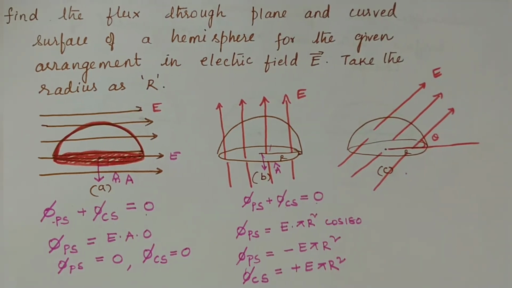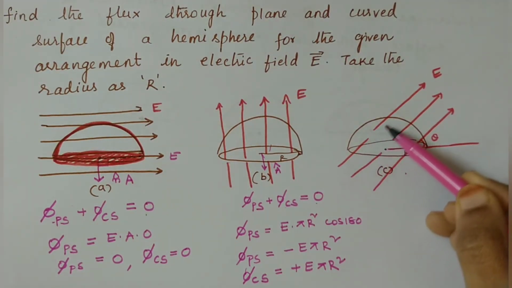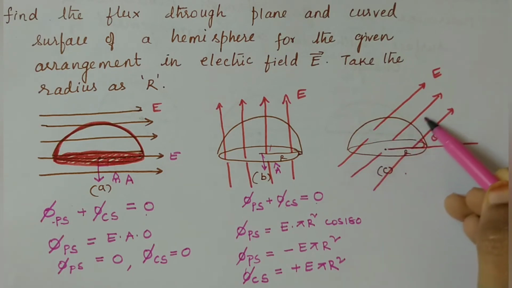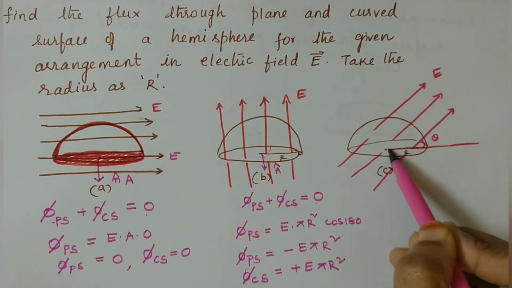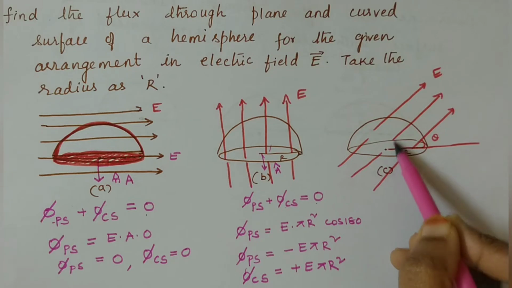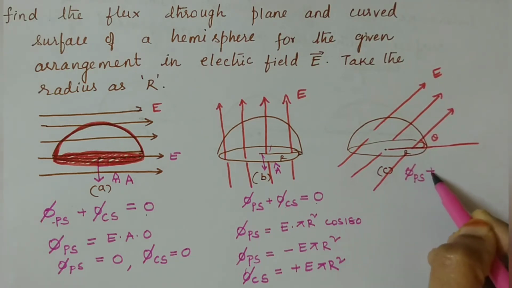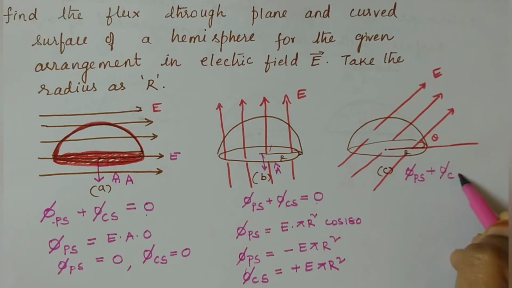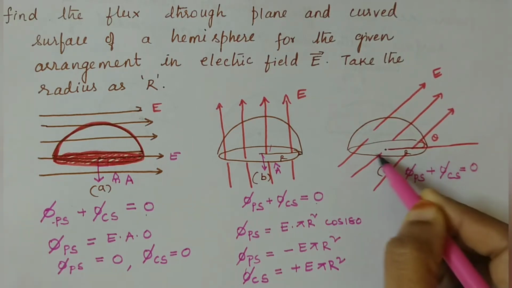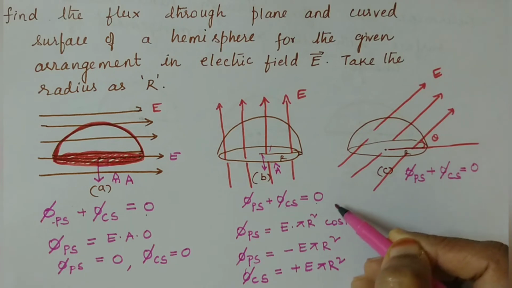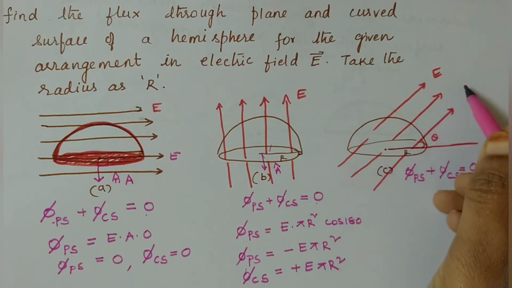Now the last case. This is also a uniform electric field which is acting along this line, and we need to find out the flux through the plane and the curved surface. Use the same method. Flux through plane surface plus flux through curved surface must be 0. Since no charge is enclosed, whatever field lines are entering are leaving from the other side.